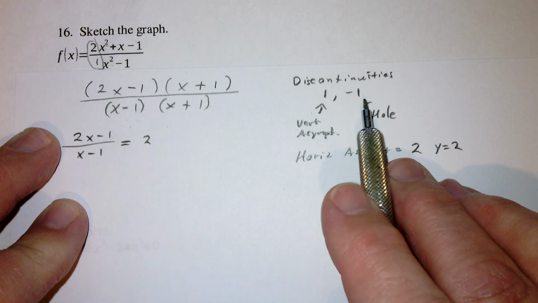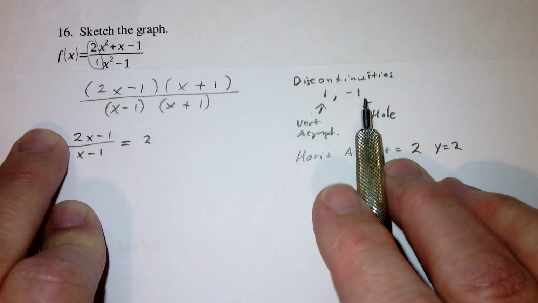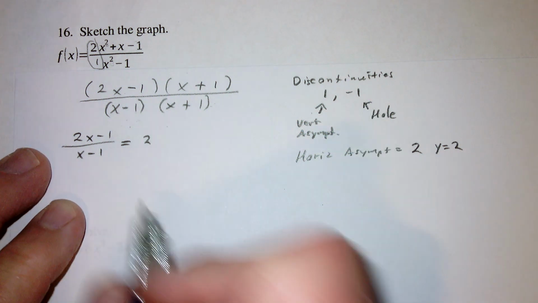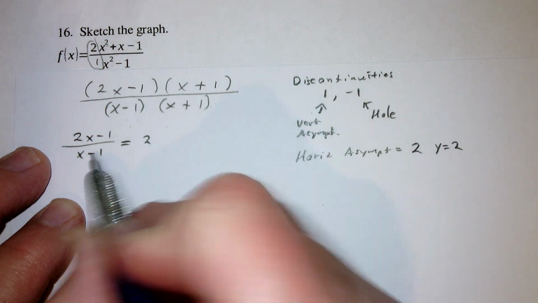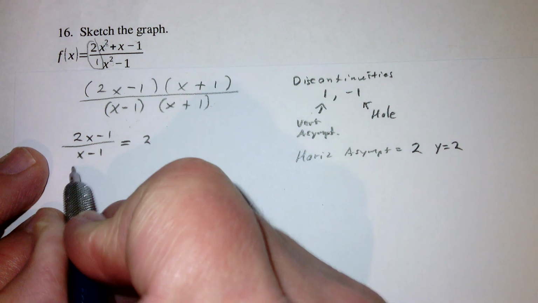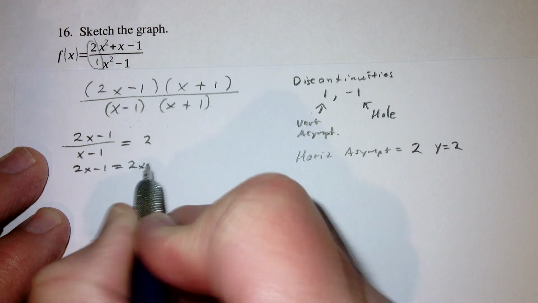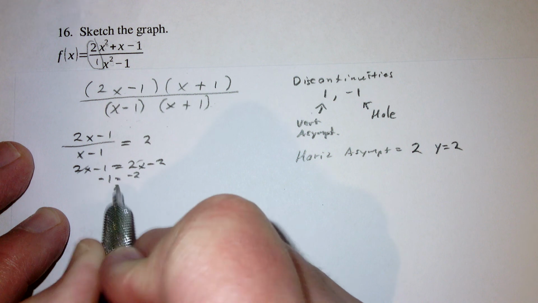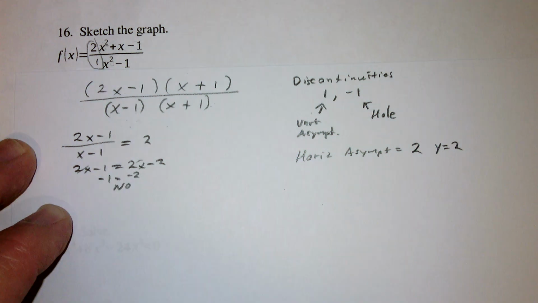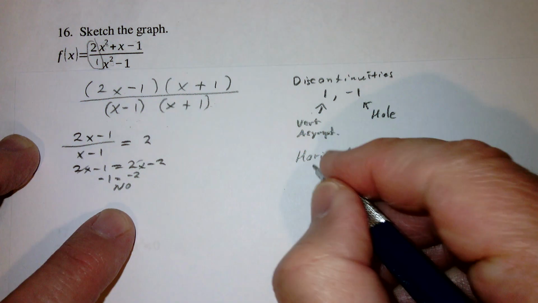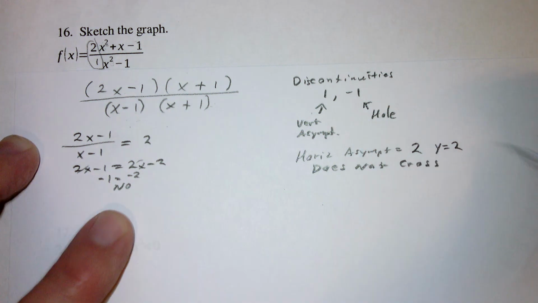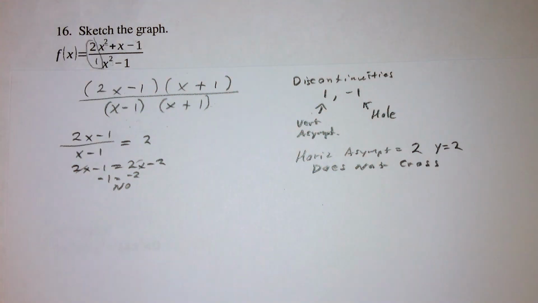It's this hole coming back to sort of haunt us like a ghost, because holes do that kind of thing. So let's just go ahead and solve this. If I multiply both sides here, I end up with 2x minus 1 is equal to 2x minus 2. Those are going to cancel. So no, there's no value that makes that work. So it does not cross. Okay, so discontinuities, horizontal asymptote, don't cross the horizontal asymptote.